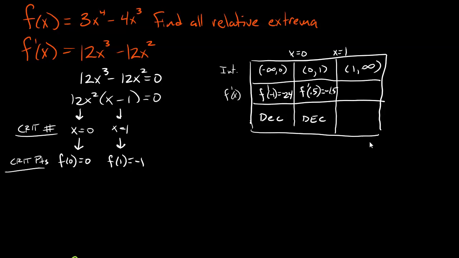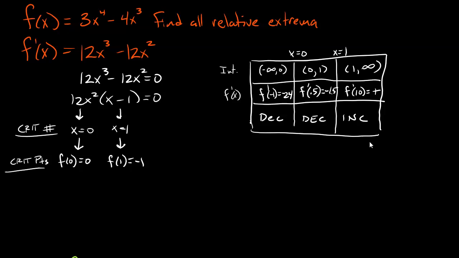Okay, 1 to infinity. I'll test 10. Why not? Testing 10 would give me 12,000. 12,000 minus 1,200 would be a positive answer, like really big. So that would be increasing. Okay, good.